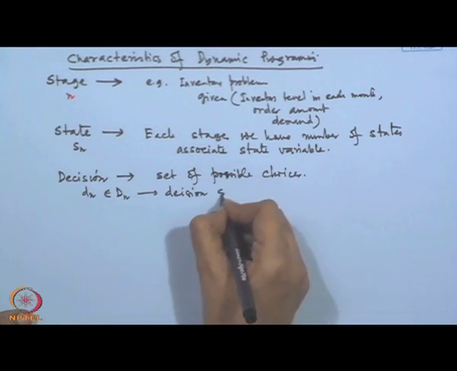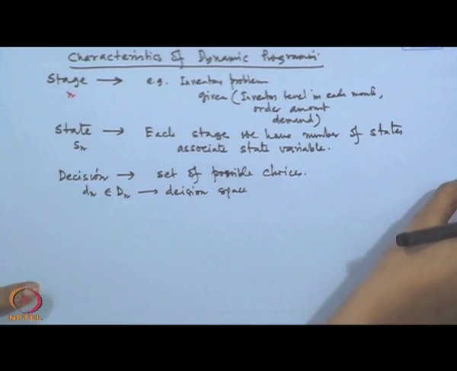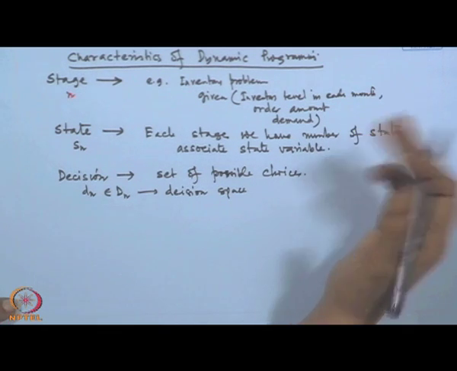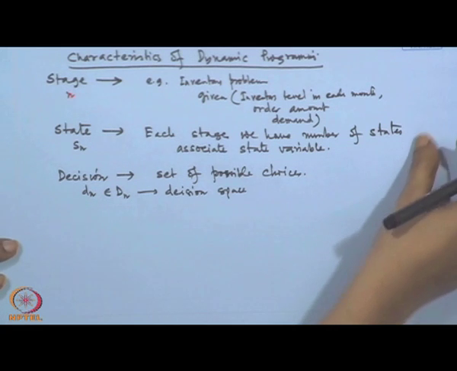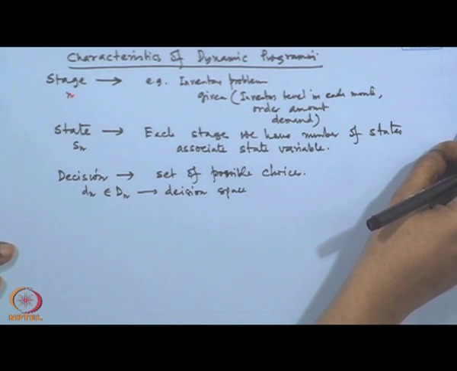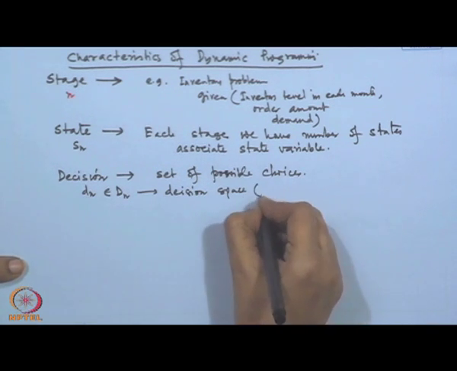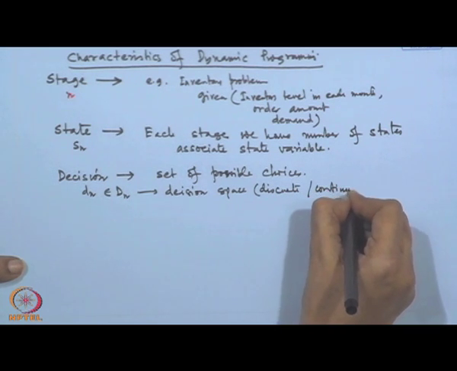Regarding the decision space, it could be discrete, it could be continuous. That is why, once you are learning the dynamic programming technique, you have to know in detail how to handle the discrete decision space, as well as the continuous decision space. Both things you have to learn together.